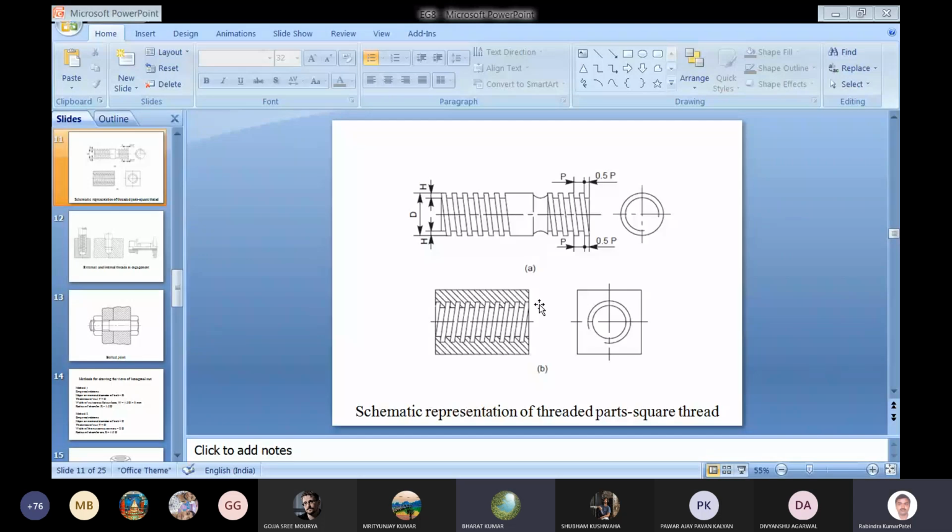Yes, sir. The outer circle is broken in the second figure. Why, sir?